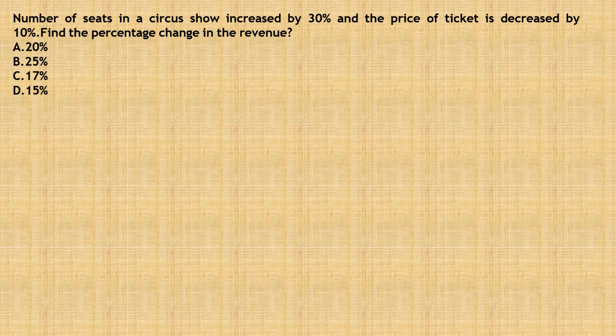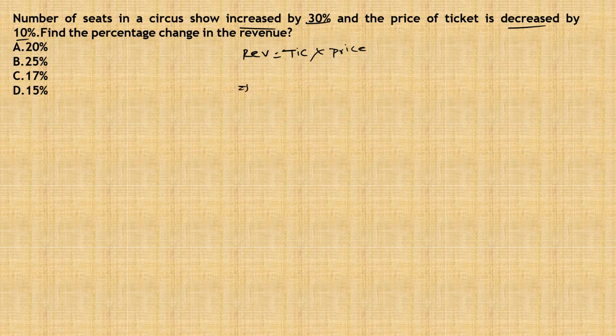The number of seats in a circus show increased by 30% and the price of the ticket is decreased by 10%. Find the percentage change in the revenue. You can also say here revenue is equal to the number of seats, or you can say number of tickets, into the price. There is a change in the two terms. Effective change can be applied, that is effective percentage.